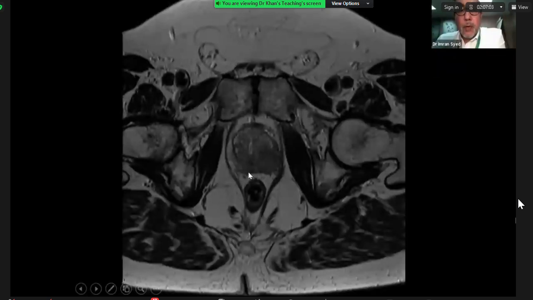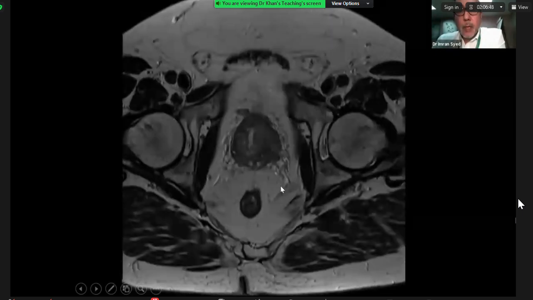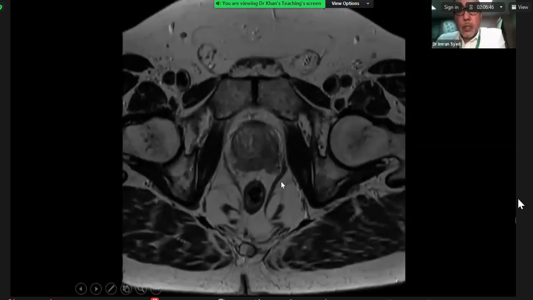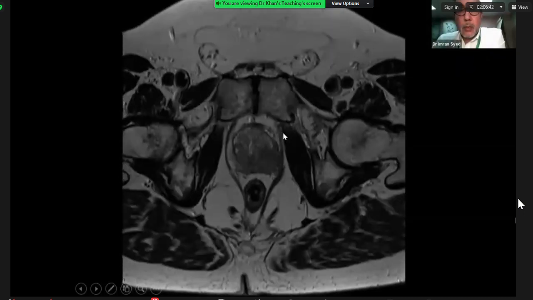There is also some further nodularity seen to cross the midline. And look what we can see here. You can see pericapsular tumoral breach into the periprostatic fat planes, with further breach seen on the right side. Okay, so there's evidence of tumor spread, and this is very nicely seen on the T2 weighted sequences.